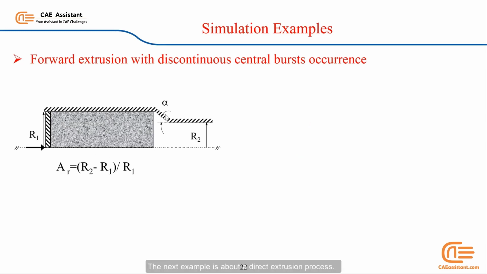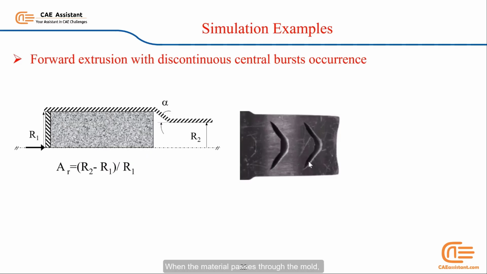The next example is about the direct extrusion process. The material is placed in a mold and force is applied to it by a ramp. And the material passes through the mold and the diameter is reduced in the material, so the cross-section is reduced. When the material passes through the mold, small cracks may be created inside, which is mentioned in this slide.